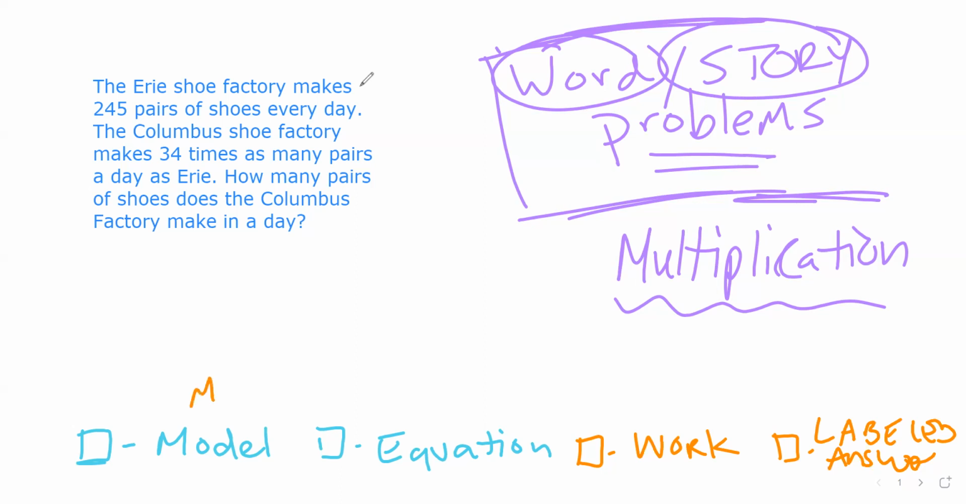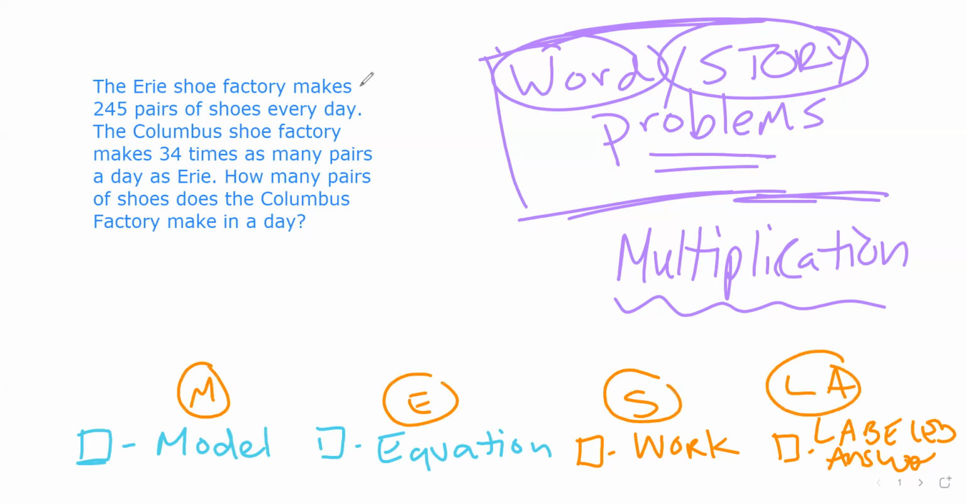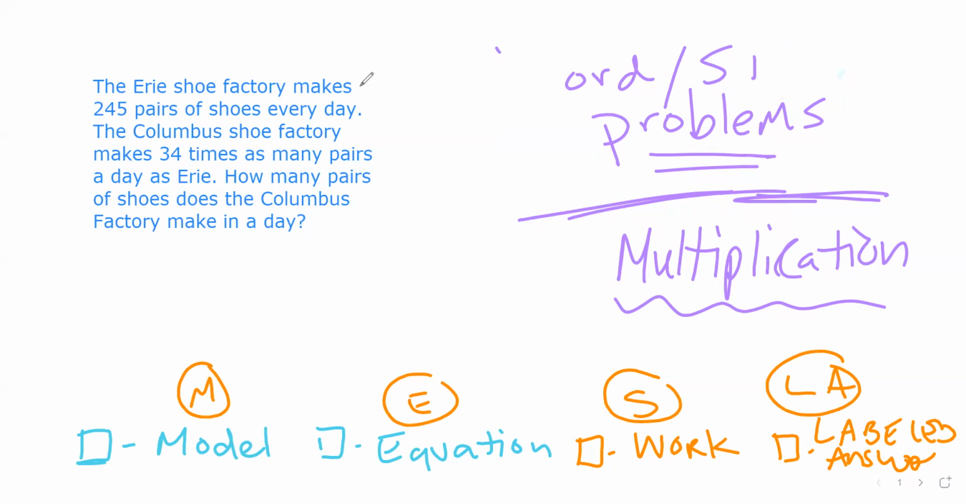So model, equation, solution, labeled answer. And I think we've kind of been talking about that as a joke. Anyway, sorry, we haven't even started to do math. So we're going to do these four things today with these story problems and make sense of how to remember to do them.